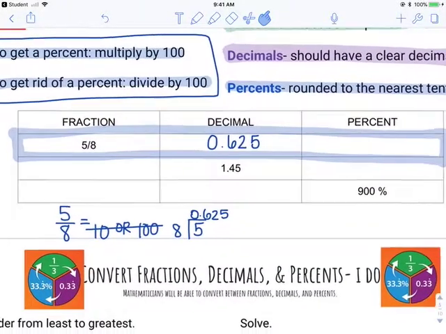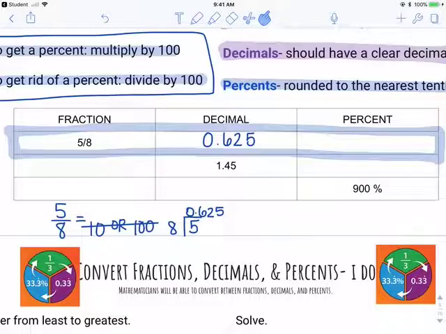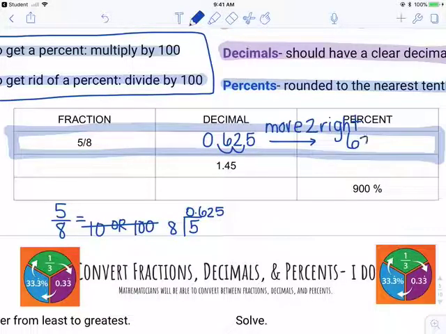Then I go over to the percent box. In order to take a decimal to a percent, we move the decimal 2 places to the right. So going from decimal to percent, I'm going to move this decimal 2 slots, and I get 62.5%. And since it's already rounded to the nearest tenth, I leave it.